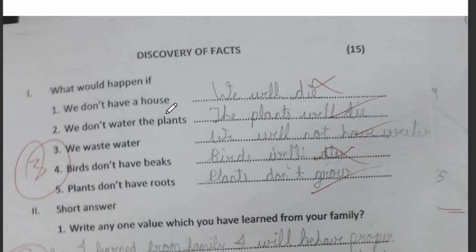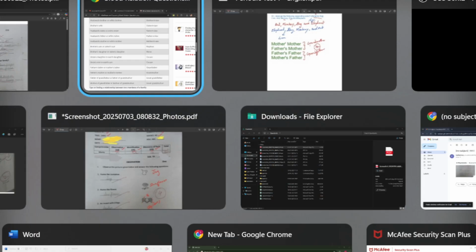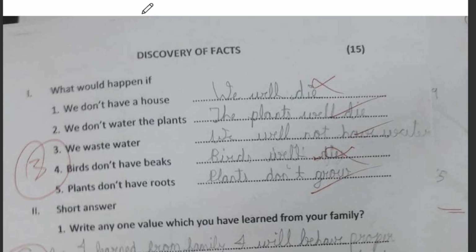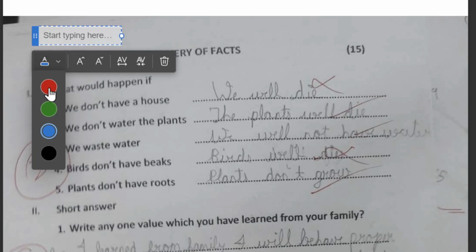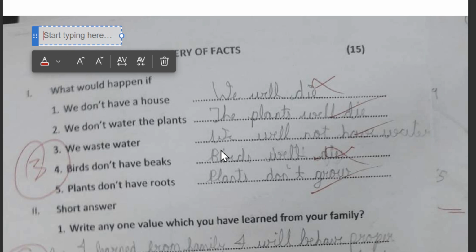We don't have a house. So what will happen if we don't have a house? You have to write the answer. I'll show you now. I'll write the answer here in red, students. So if we don't have a house, we suffer a lot and we could not find any protection as there is no shelter, right?